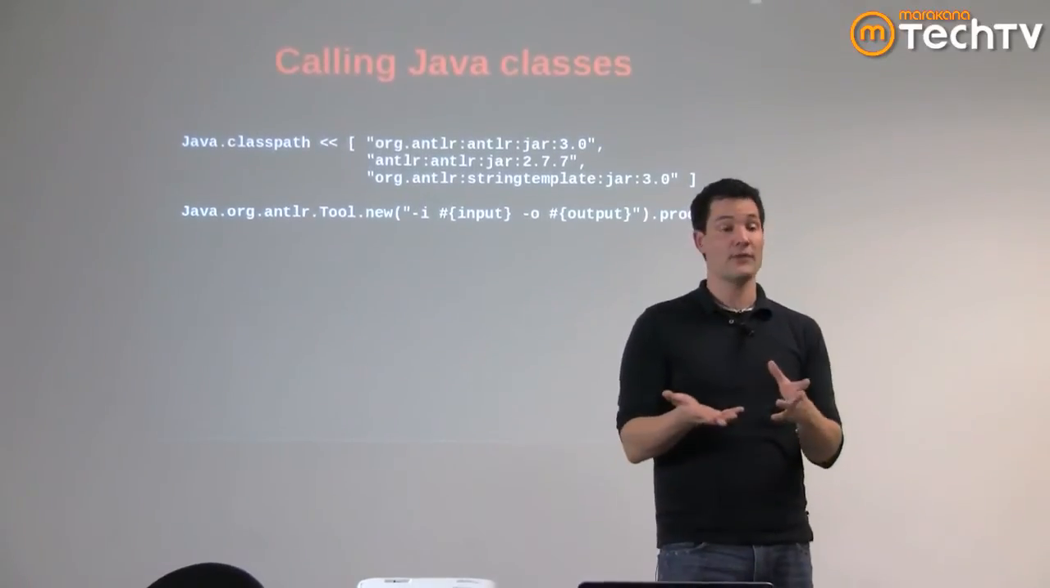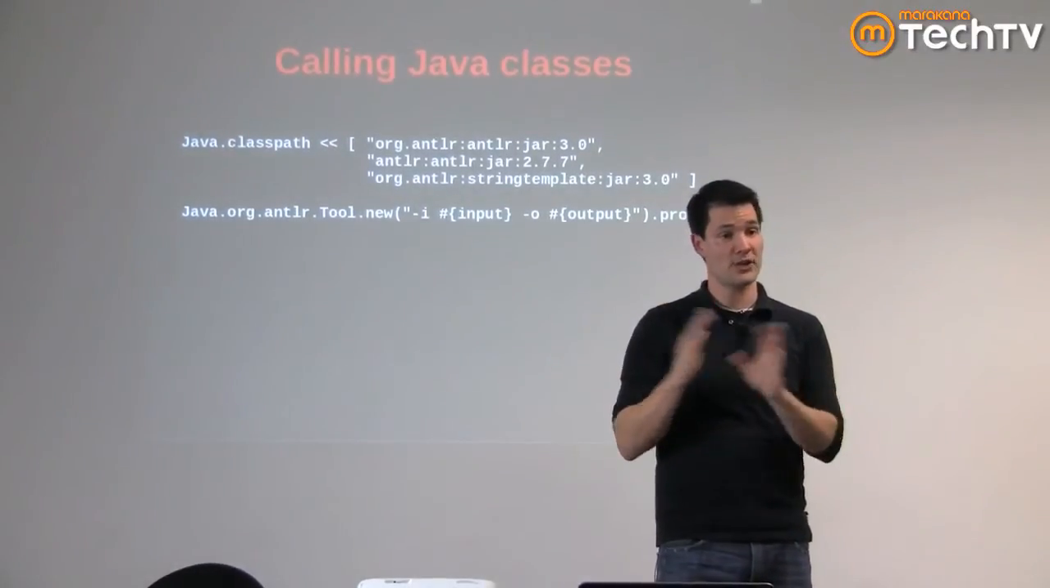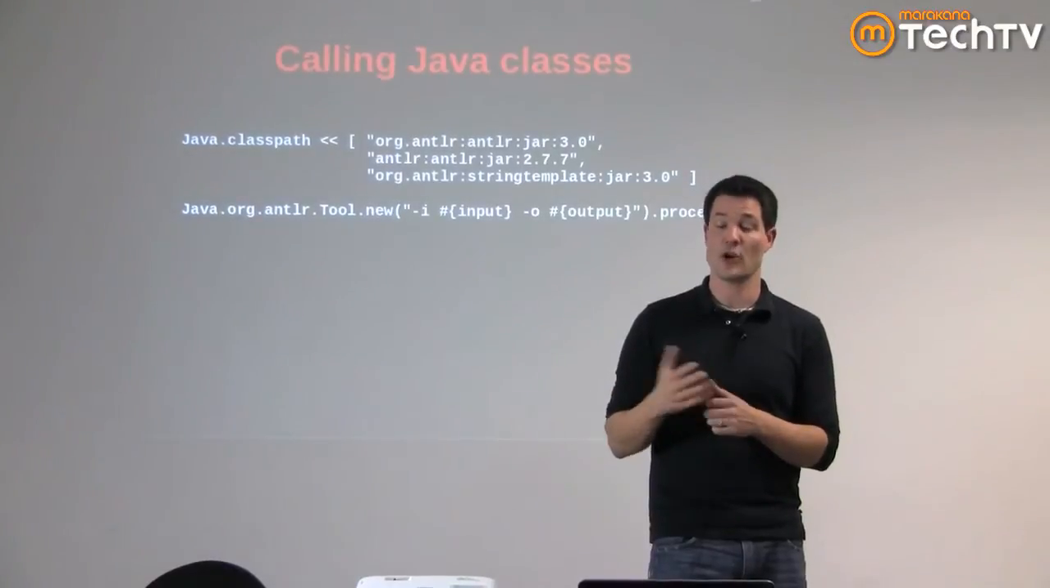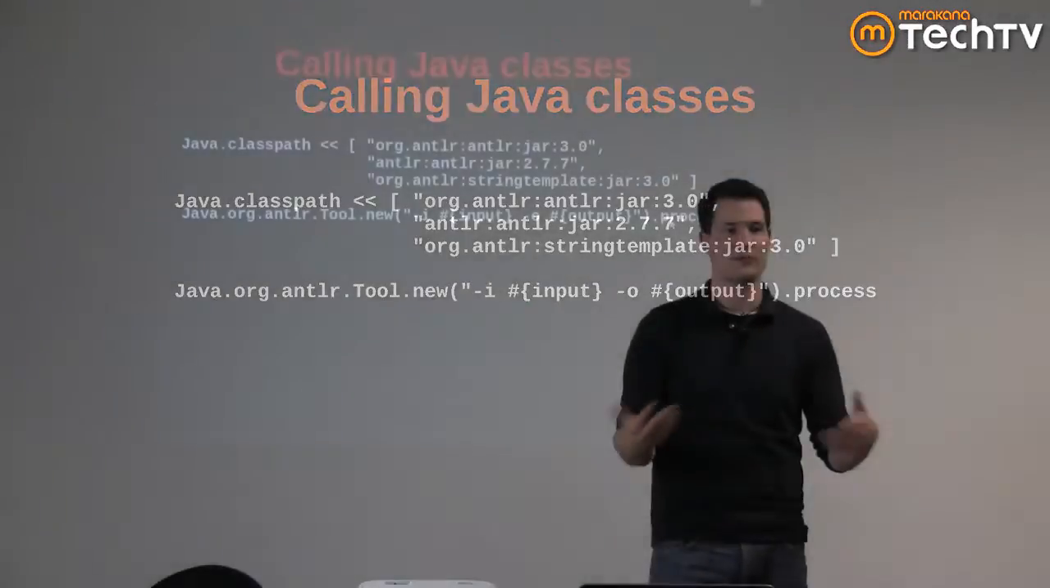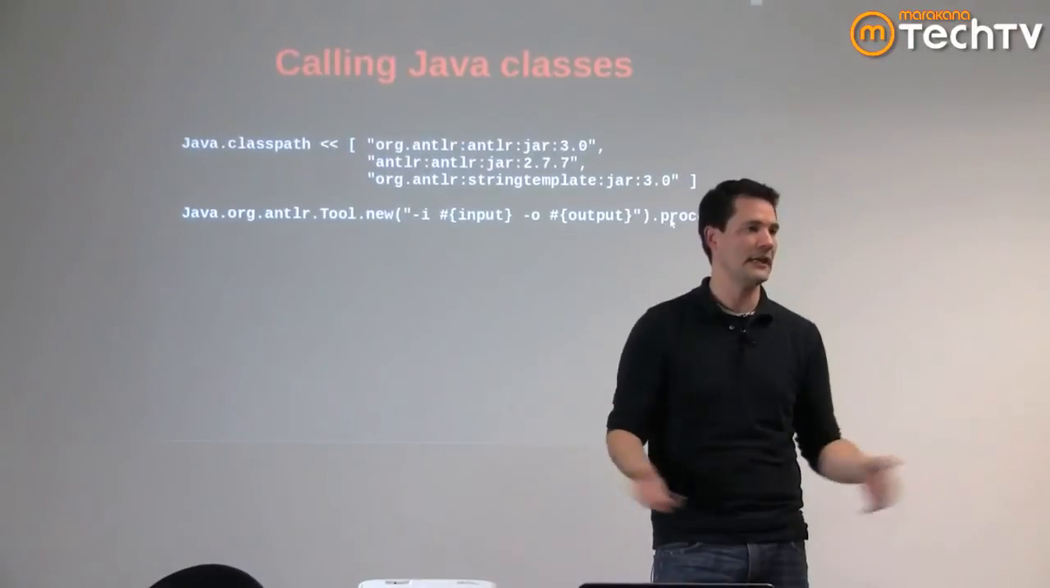Because we run either in JRuby or with the Ruby Java bridge, it's also easy to call just any plain Java class. The way to call any plain Java class is to prefix it with the Java constant and then the fully qualified path to the class. We're doing .new, which creates an instance of the class, passing parameters and calling the process method. So JRuby and the Ruby Java bridge do that fairly easily.